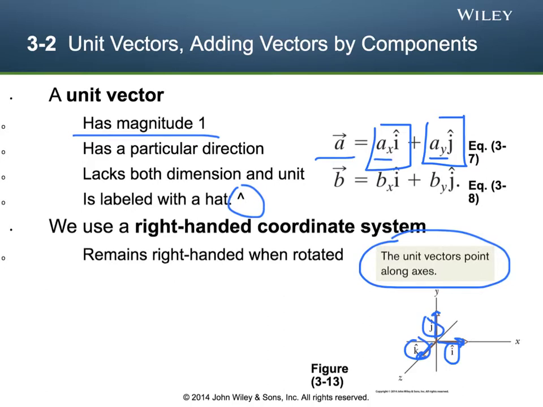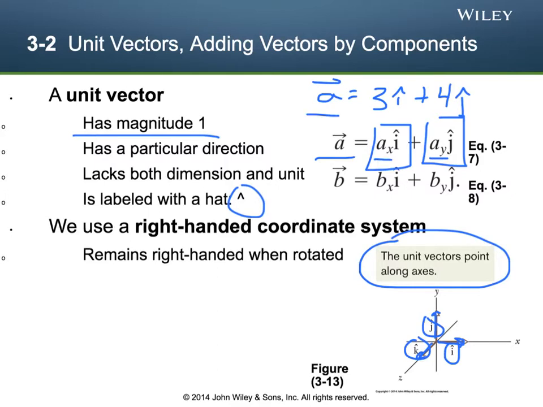And so we would have a particular vector that let's say is 3 units in the x direction and 4 units in the positive y direction. And so our vector would be 3 i hat plus 4 j hat. We could use the Pythagorean theorem to find that the magnitude of A is going to be 5 because it only has 2 dimensions, the x dimension and y dimension.